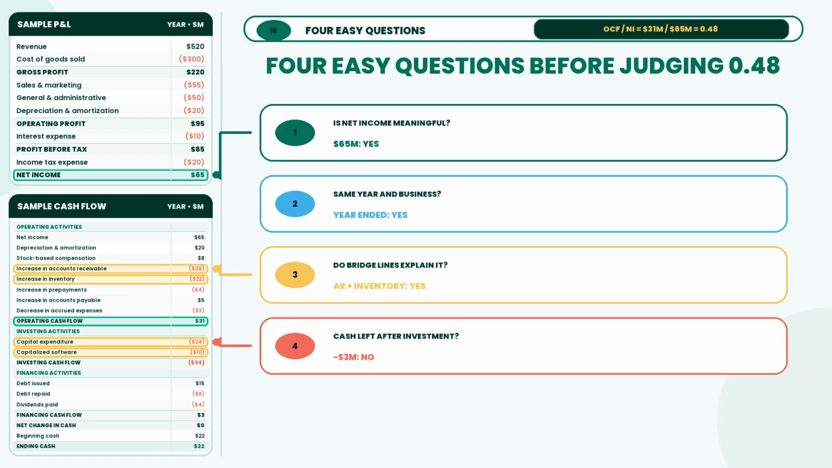Before judging 0.48, ask 4 easy questions. Is net income a meaningful positive number? Are both figures for the same year and business? Do the highlighted bridge lines explain the gap? And after necessary investment, is any cash left?